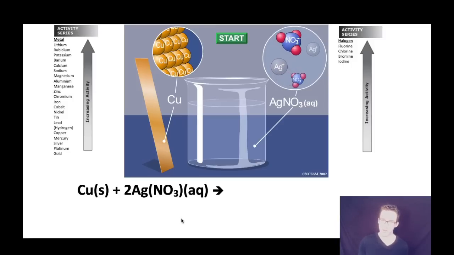Okay, so as you take a look at your screen, a quick example. We've got two reactants here. One is copper, the other is aqueous silver nitrate in our flask there. You're given some sort of particulate diagrams or representations of each of those reactants.